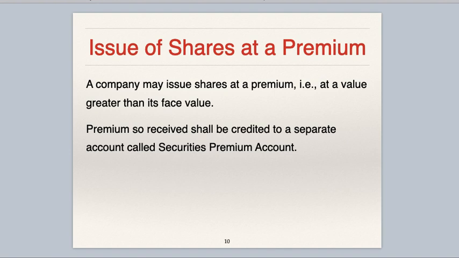Sometimes company issues shares at premium, that is above face value. Then the amount over and above face value which company receives is company's capital profit, which gets transferred to securities premium account. A company may issue shares at a premium, that is at value greater than its face value. Premium so received shall be credited to a separate account called securities premium account.